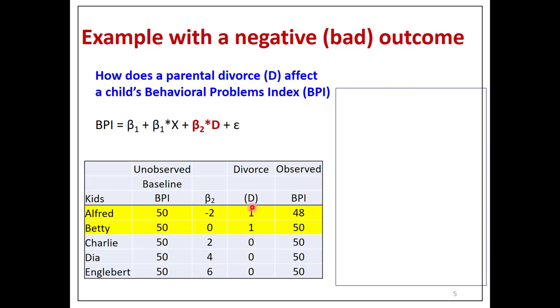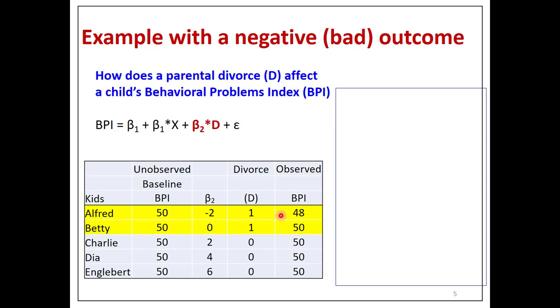Okay, and so in this situation, I made it so that the parents of Alfred and Betty decide to divorce because they think, okay, this actually might help Alfred. Betty may not be that much affected. Whereas in contrast, the parents for Charlie, Dee, and Engelbert do not divorce, in part perhaps because they think, hey, this will really affect the child.